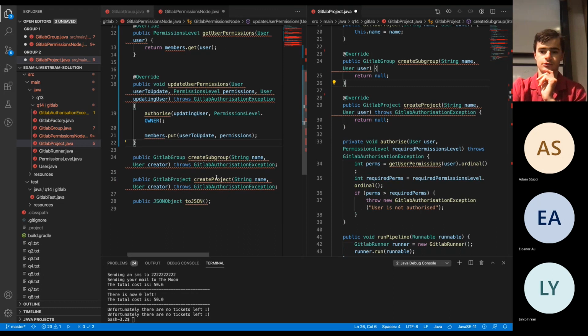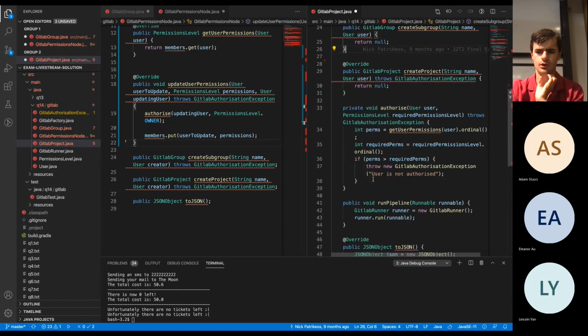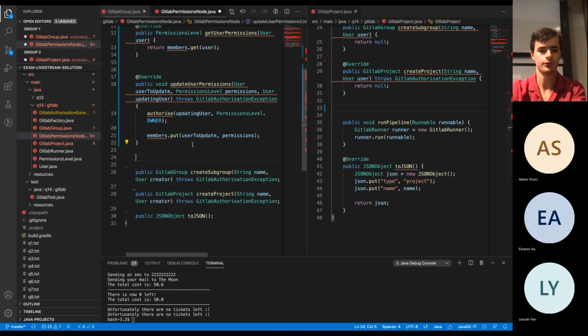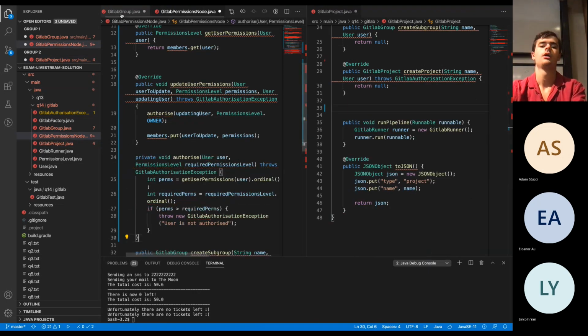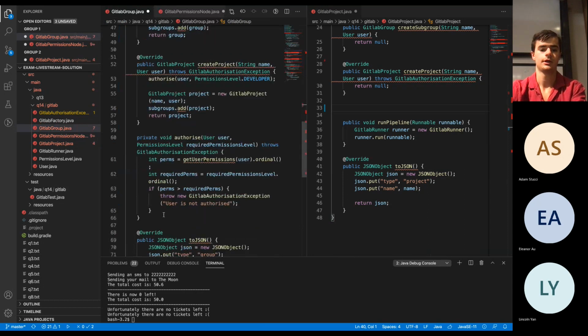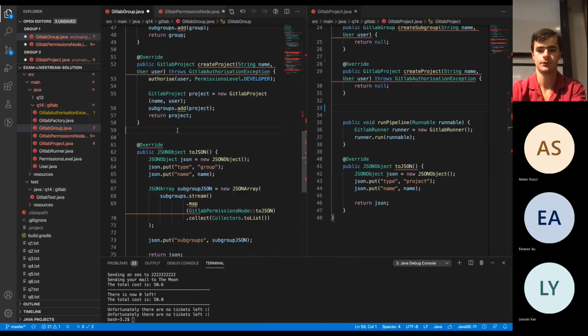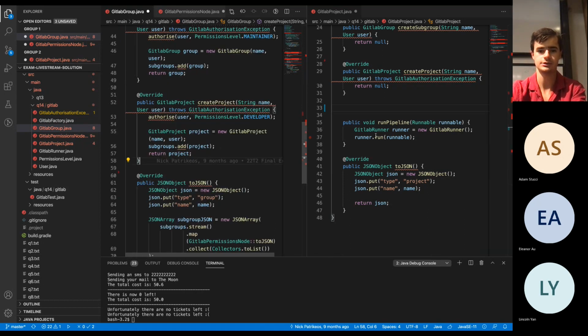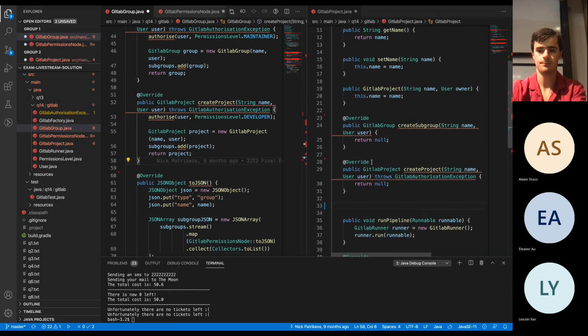Now, create project and create subgroup mean different things in different contexts. So, authorize something else we can move. So I'm just going to skip over those for a second. Get rid of this. To JSON. Now, to JSON seems, yeah, we can keep that. That's fine. We don't need to move that up.